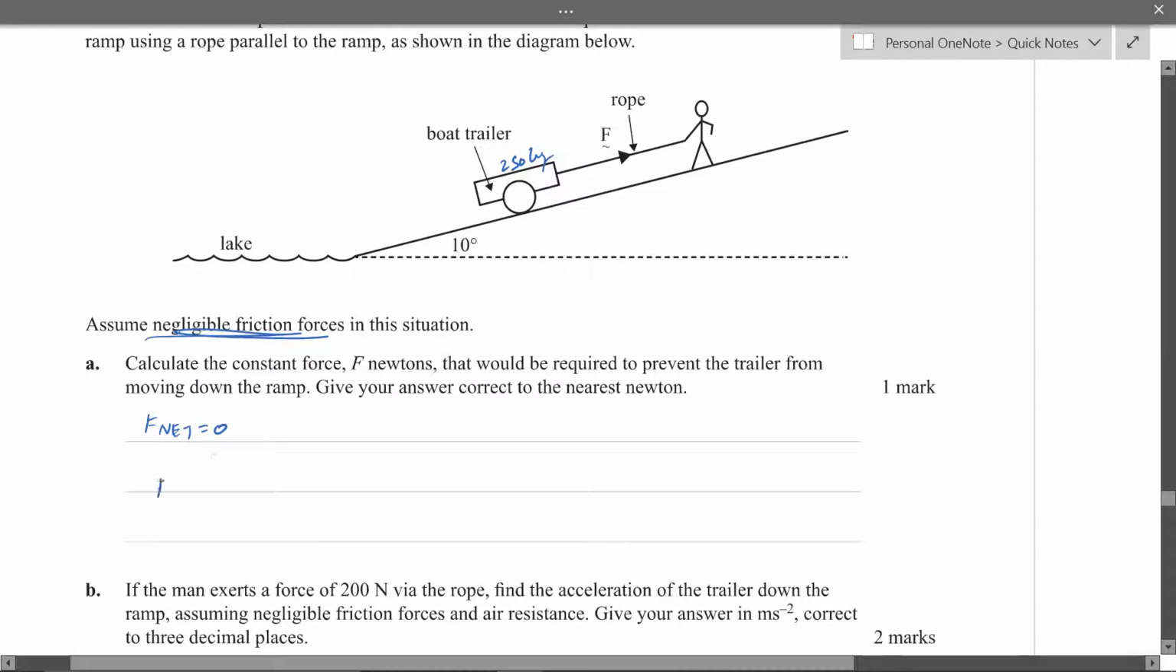So F minus, the weight force here is 250 g. If we do the vector resolution, it's 250 g sine 10. That's the component of the weight force that's parallel to the plane, equals ma, but this is actually zero. So if you rearrange this, F is just equal to 250 g sine 10. Then if you put that into your CAS, it's 425 newtons.